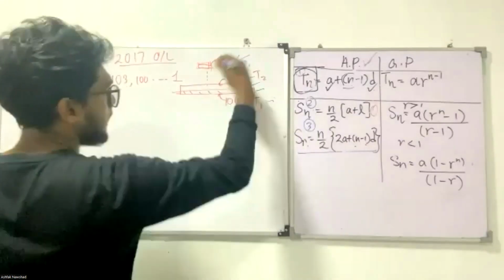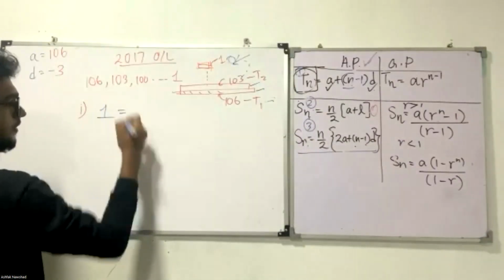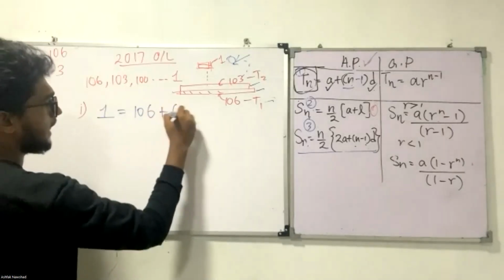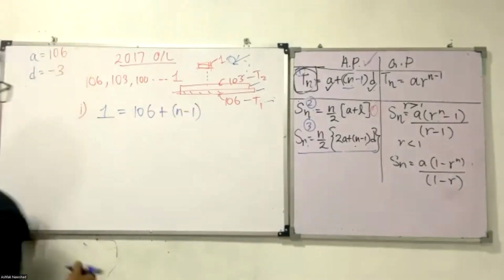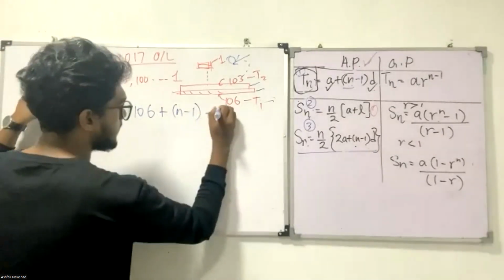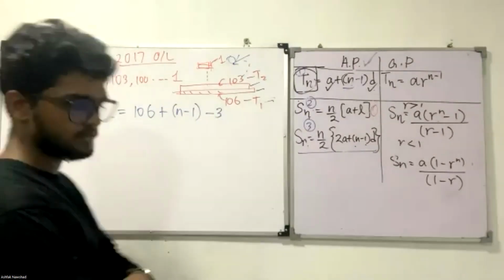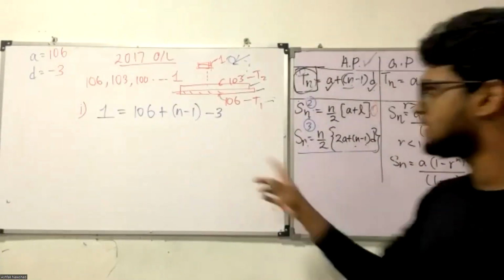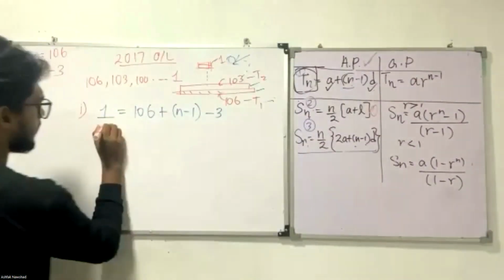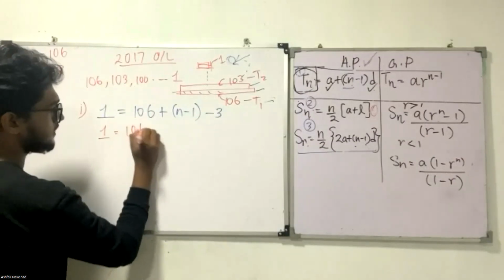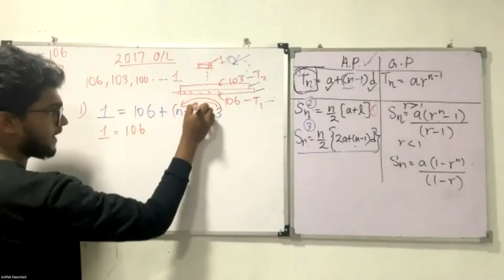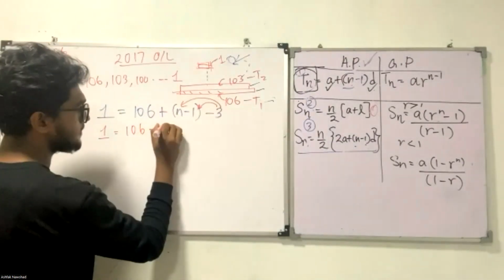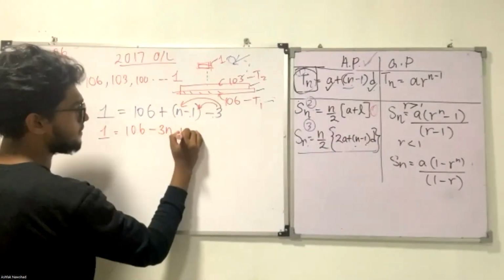Let's apply. Tn is 1. 1 is the answer. a is 106 plus n minus 1, we do not know, and the common difference is minus 3. Yeah, good. So we are going to simplify this. 1 equals 106. Multiply both terms by minus 3. Minus 3 gets distributed. So it becomes minus 3n. Minus into minus is plus 3.